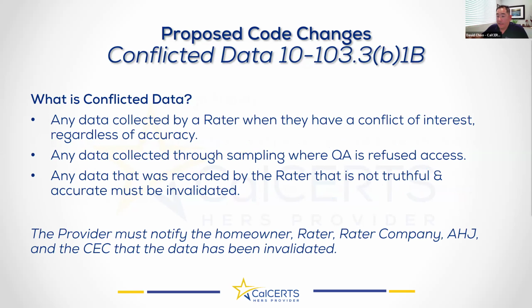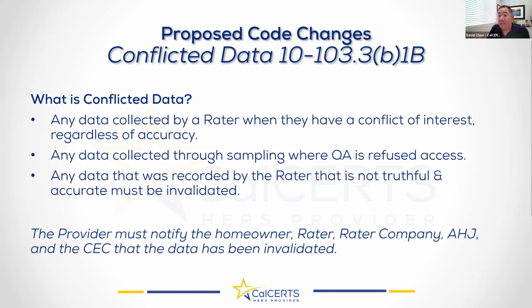Okay, so here's another new concept, and this kind of relates to the previous one. It's called conflicted data, right? It's an entirely new idea in the code. So what is it? It's basically any data collected by a rater, right? They register documentation where they have a conflict of interest. Regardless if the data is perfect, it's considered conflicted. Or it's any data collected through sampling where QA is not allowed to get into the house. That's conflicted. Any data that was recorded by the rater that is not truthful and accurate. Okay, so that one's obvious, right? That's conflicted. So basically, when somebody is naughty and they didn't follow all the rules, it means that their certs are no longer valid.